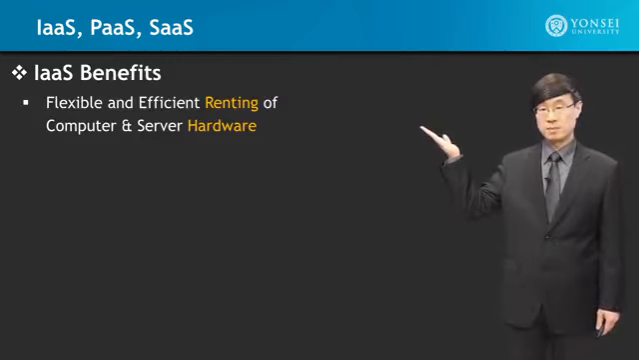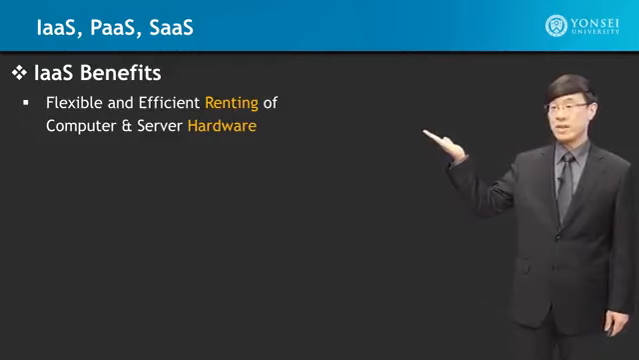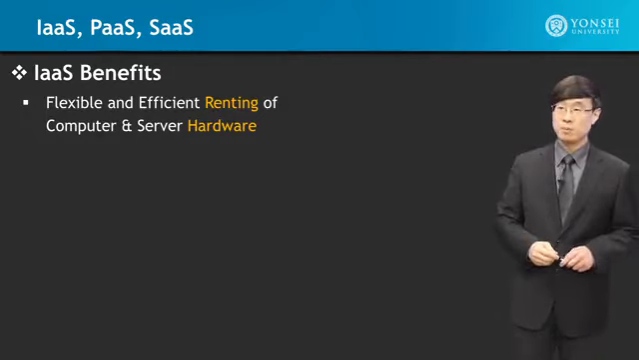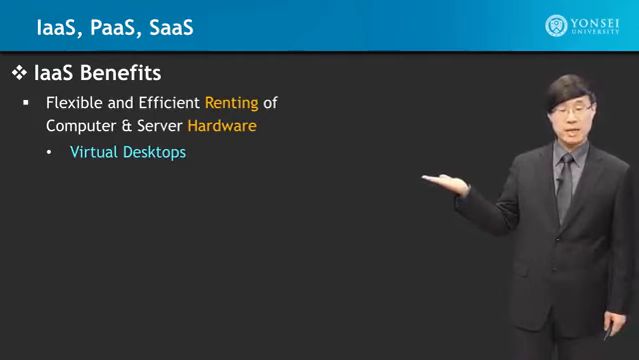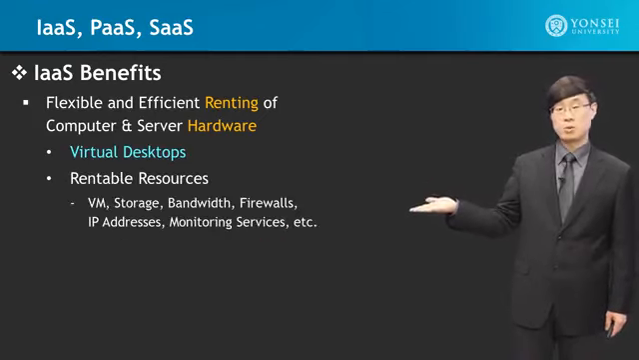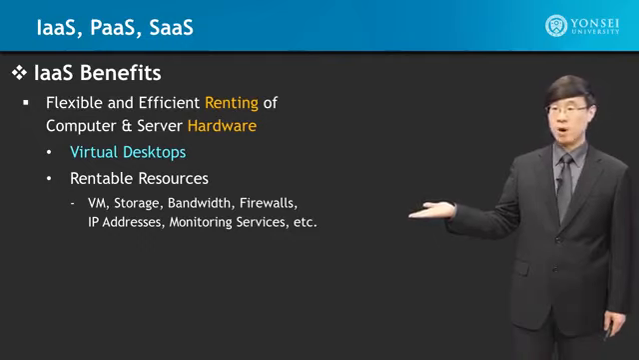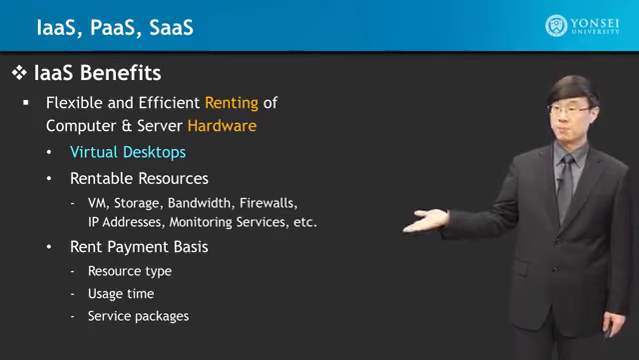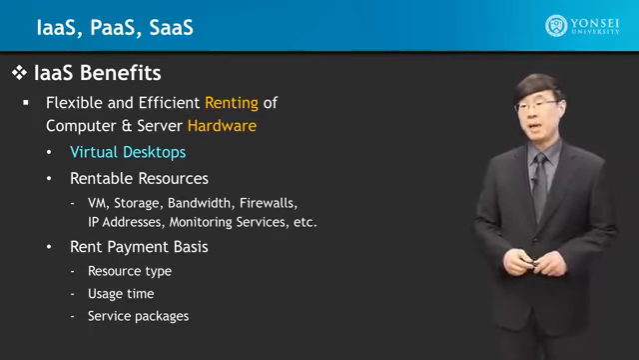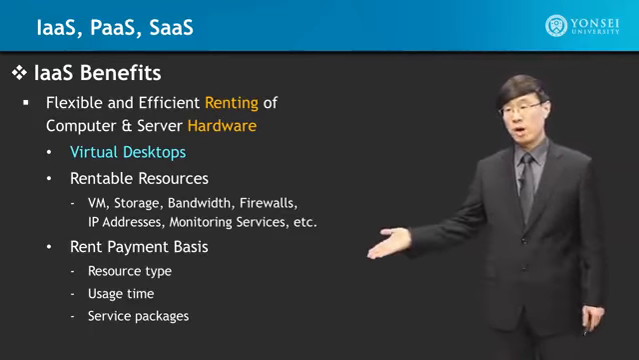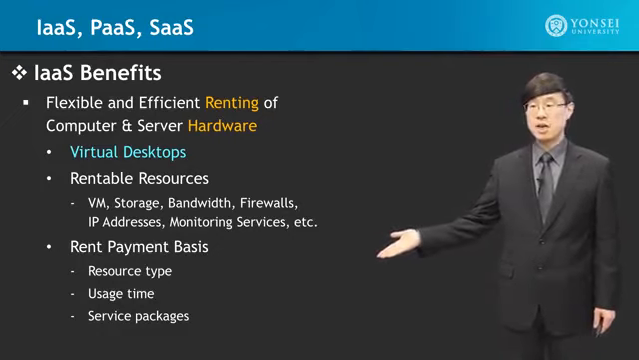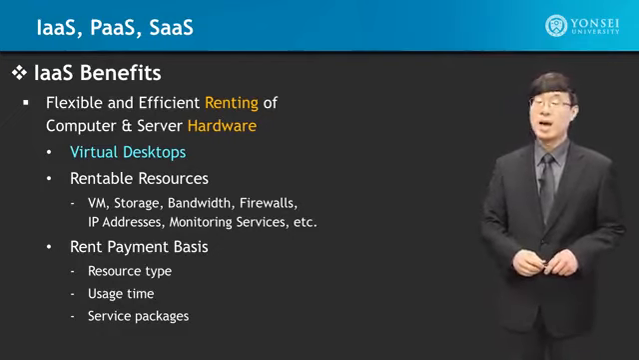IaaS benefits. Flexible and efficient renting of computer and server hardware is the main feature, which includes virtual desktops, rentable resources such as virtual machines, storage, bandwidth, firewalls, IP addresses, monitoring services, and many others. They are based on a rent payment structure where resource type, usage time, and service packages determine how much you're going to pay.